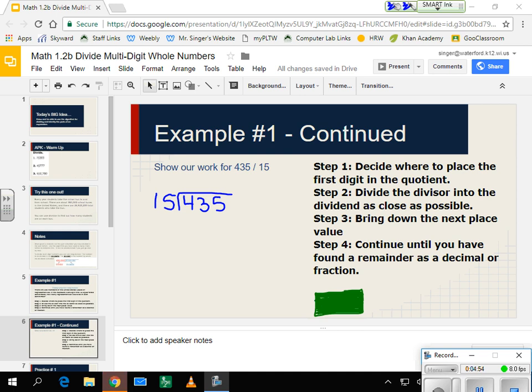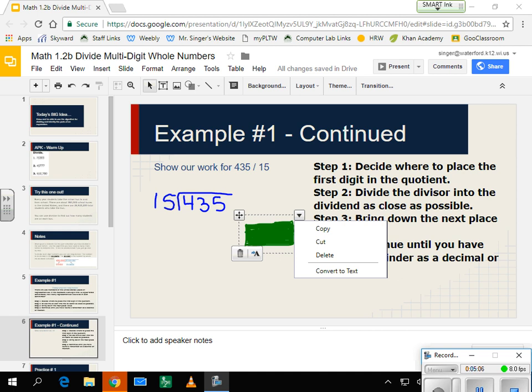When solving this, the first step says decide where to place the first digit in the quotient. So I have this box, and what you do is you start all the way to the far right and you start covering up.